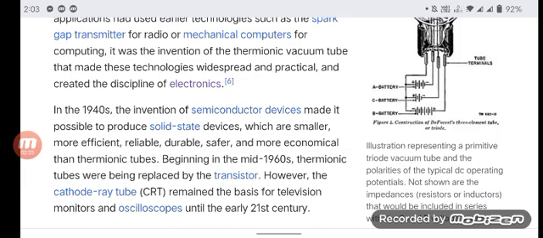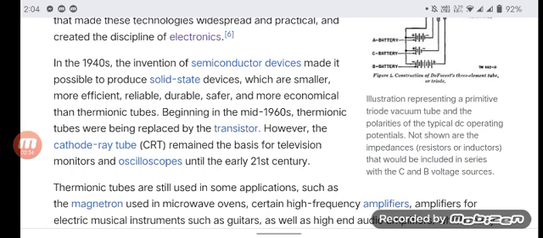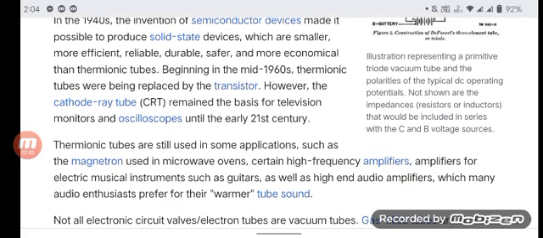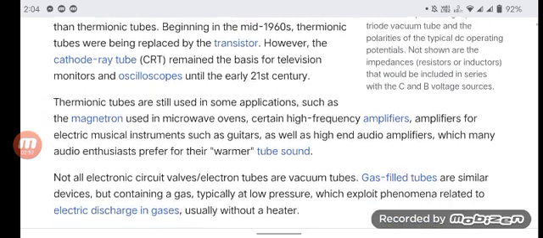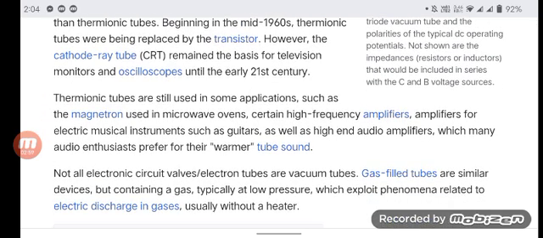In the 1940s, the invention of semiconductor devices made it possible to produce solid-state devices, which are smaller, more efficient, reliable, durable, safer, and more economical than thermionic tubes. Beginning in the mid-1960s, thermionic tubes were being replaced by the transistor. However, the cathode ray tube remained the basis for television, monitors, and oscilloscopes until the early 21st century. Thermionic tubes are still used in some appliances, such as the magnetron used in microwave ovens.